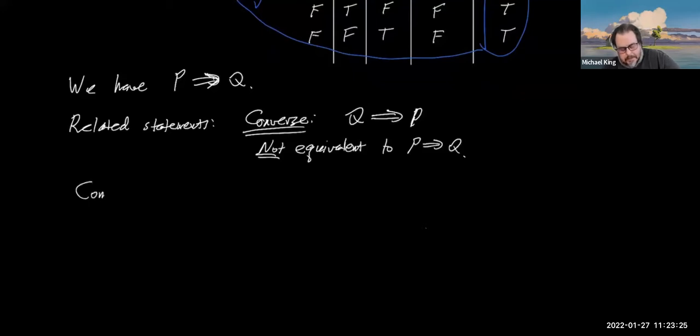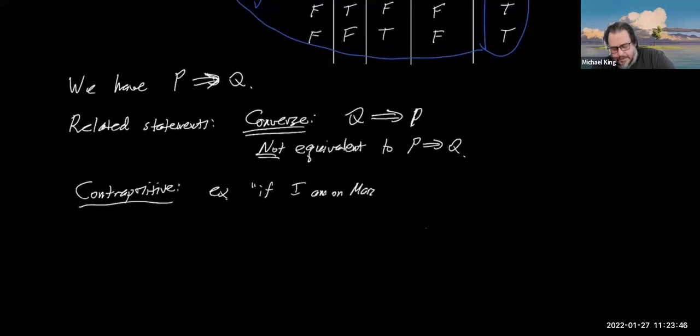The contrapositive, though, is interesting. And again, with the example, let's look at this example again, right? We said if I go to Mars, or maybe I'll just say it a little bit differently. If I am on Mars, then I'm greeted by little green aliens.